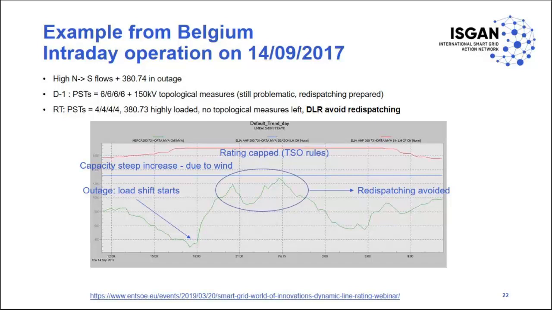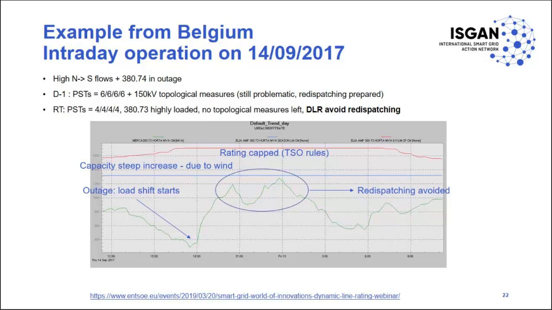Therefore, the operators in the grid control center prepared to change the tapping of the phase-shifting transformers positioned at the borders of Belgium with the Netherlands, to redirect the power flow away from the congested areas. The maximum tap setting for the PST is 18, but for day-ahead operation, typically, it is limited to a maximum of 6, and this is to leave room for emergency situations in the intraday. So that means the PST tapping was prepared to be at its maximum possible setting for the day ahead.